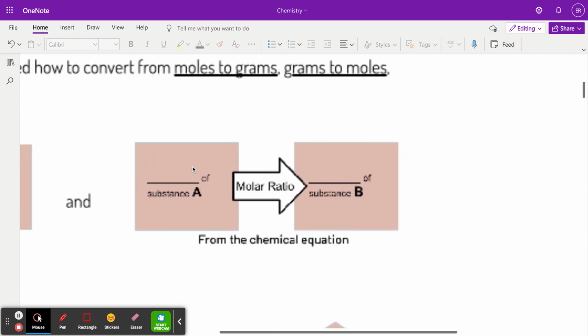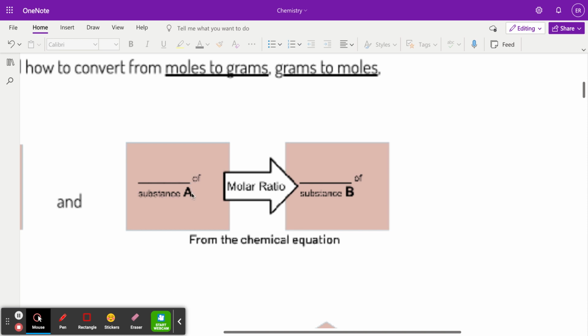So from there, we also learned how to find the molar ratio. So the molar ratio we use to go from moles of substance A to moles of substance B. Okay, and this, the molar ratio, we get from the balanced chemical equation, right? And again, if you're not sure, go back to the molar ratio stoichiometry.